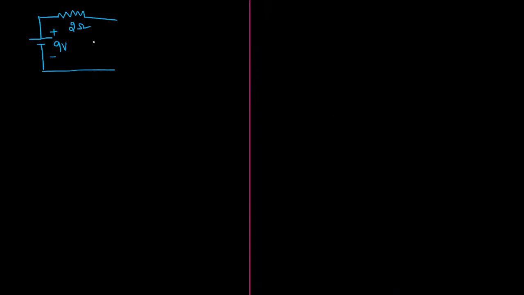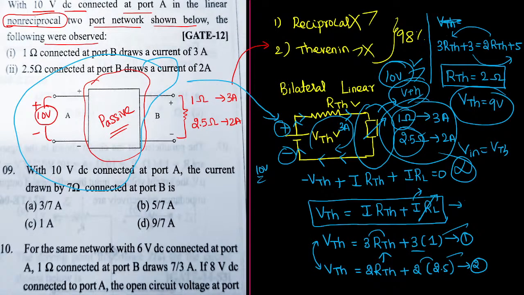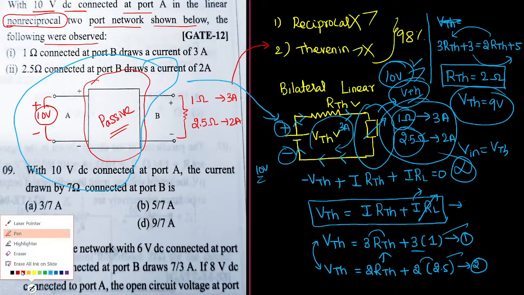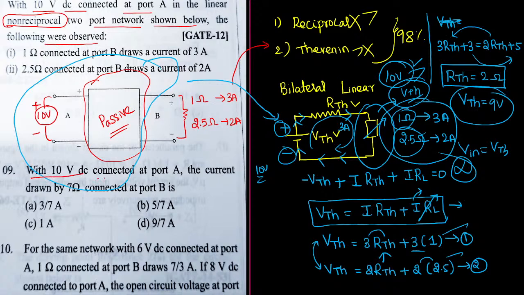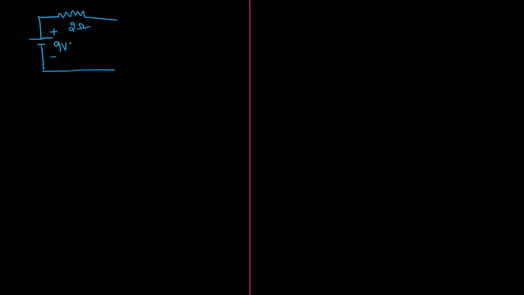Fine sir. So now this is the equivalent circuit from the given data. Shall we go to the next question now? What have they asked further in the question? Now read the question. With the 10 volt DC connected at port A, again they have connected the same 10 volts. There are no changes. So the current drawn by the 7 ohm connected at port B. When we calculated with the same 10 volts, we explored this VTH and RTH, correct? So we know what VTH and RTH come with 10 volts connected.